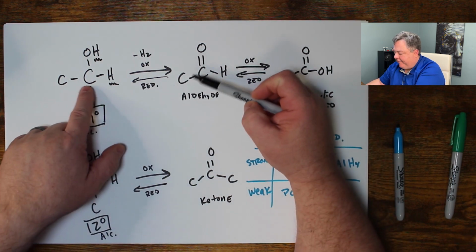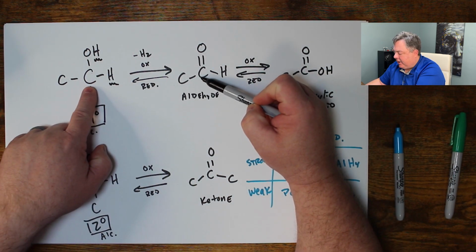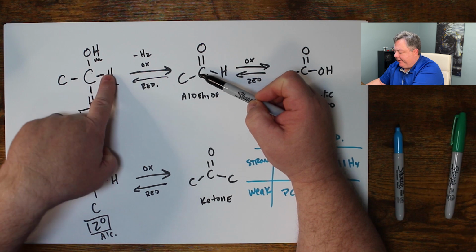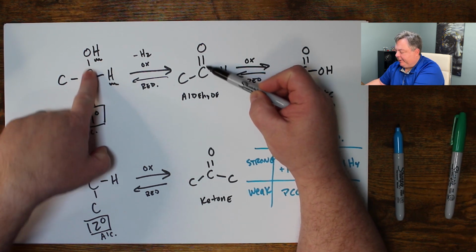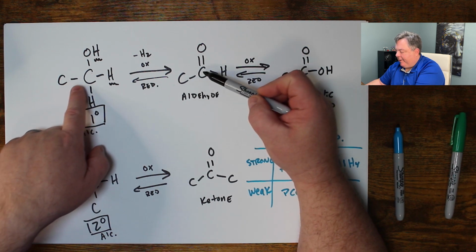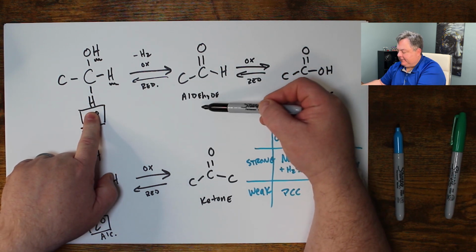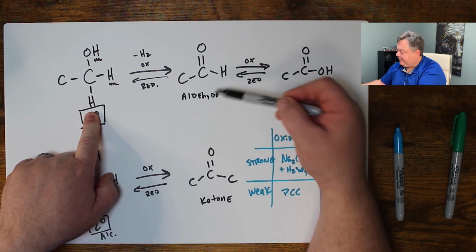So we still have one carbon attached to the carbon with the oxygen. We lost these two hydrogens, so now we have a carbonyl, carbon double bond oxygen between these, and we have a carbon, carbon, and hydrogen still there, an aldehyde.